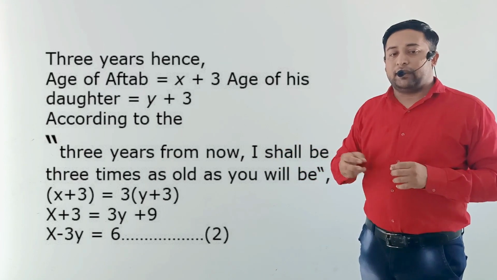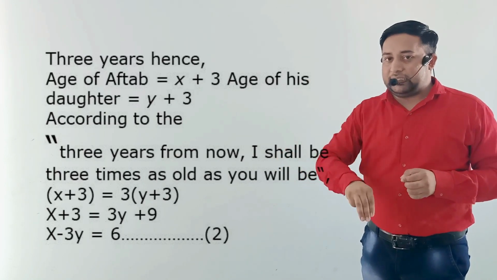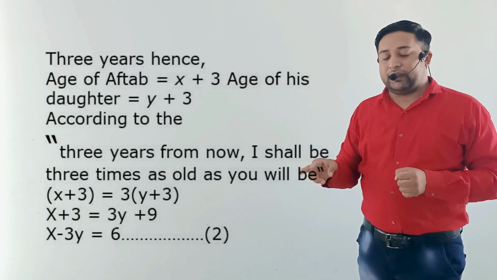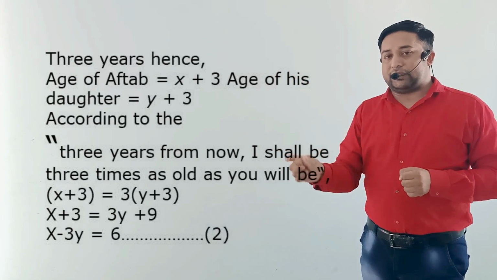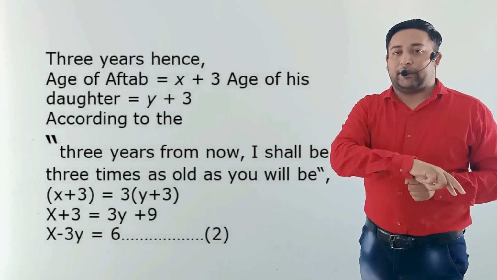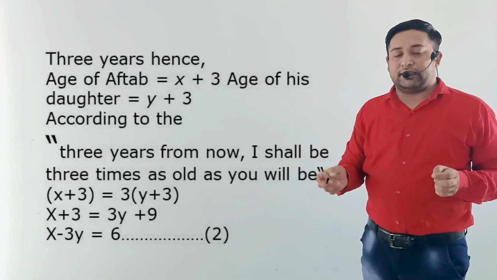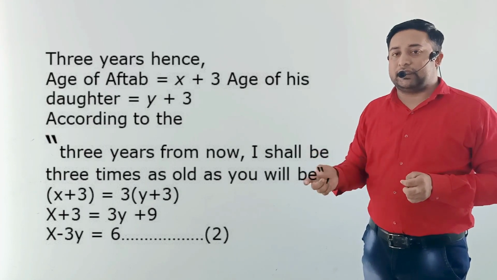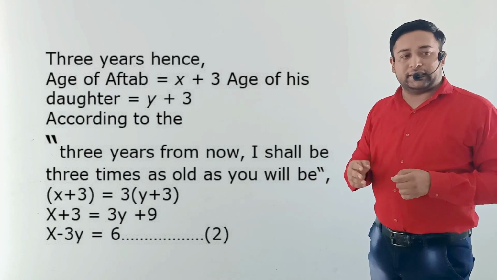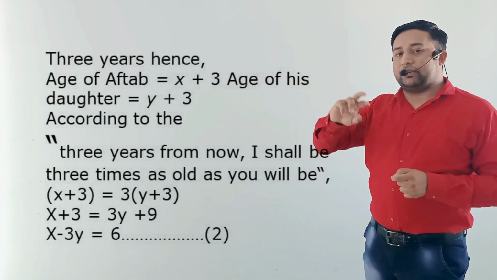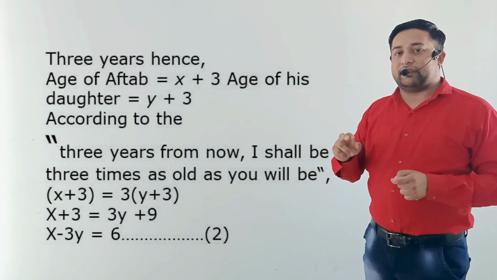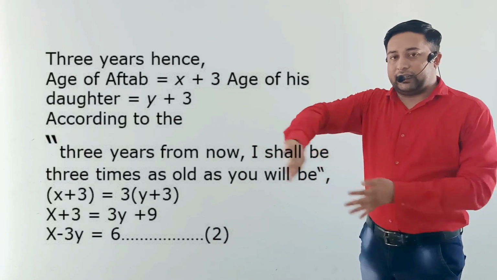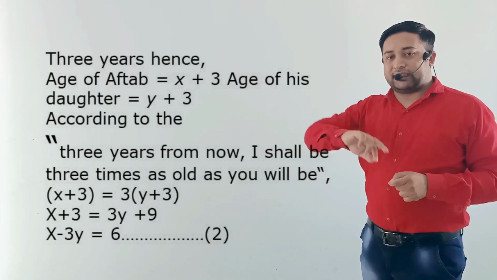Now what we need to do? Multiply his daughter's age with 3 and you will get Aftab's age. What is his daughter's age? y plus 3. Multiply it with 3. So y plus 3 multiplied with 3, you will get Aftab's age, x plus 3. So our equation is x plus 3 is equal to 3 in bracket y plus 3. So opening the bracket, x plus 3 is equal to 3 into y, 3y, 3 into 3, 9. So x plus 3 is equal to 3y plus 9. Taking variables on one side and constants on one side, so 3 becomes plus 3 on that side.